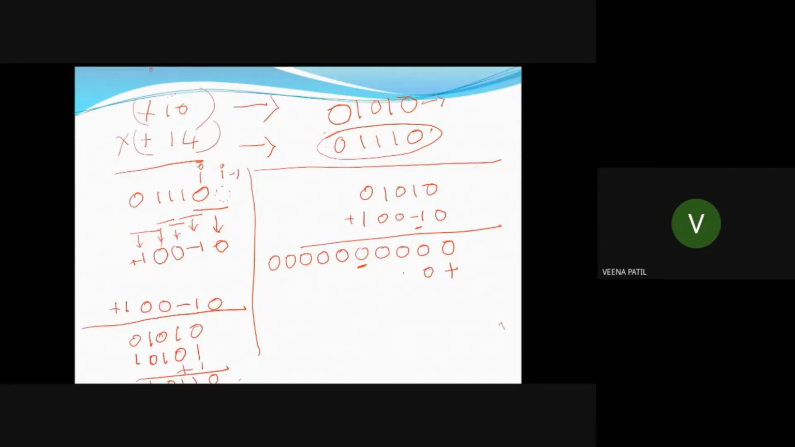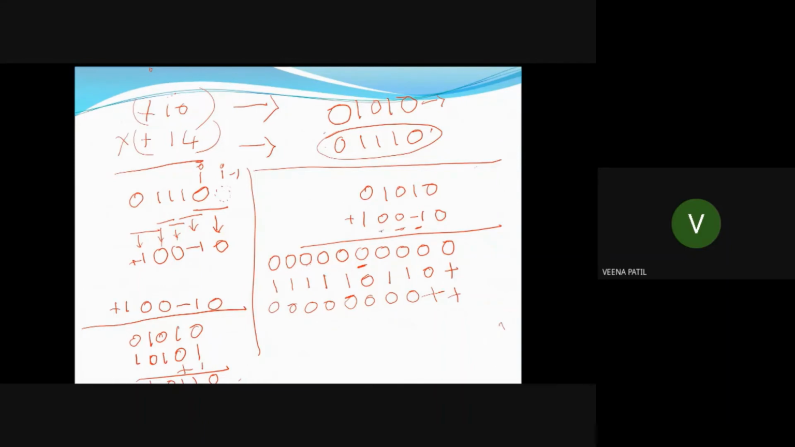So 0, 1, 1, 0, 1 from right to left. Now what is the sign bit? Sign bit is 1. So extend this 1 to occupy the remaining bits in the product. Done. So now next bit is 0. Whenever it is 0, simply shift. No addition has to be performed.